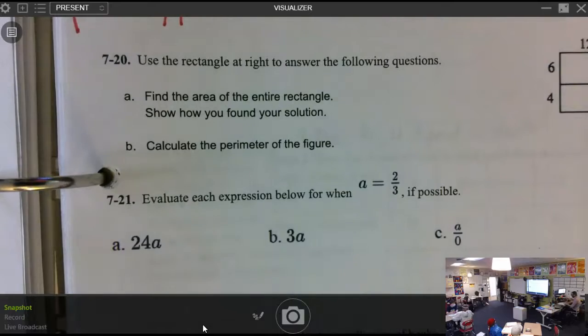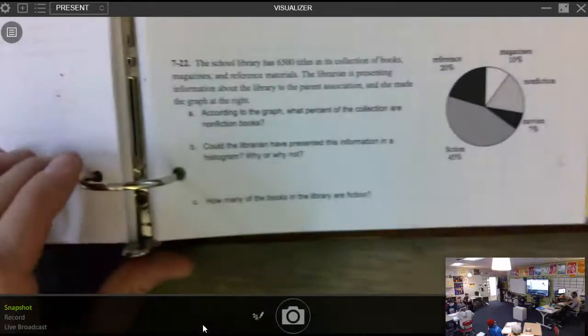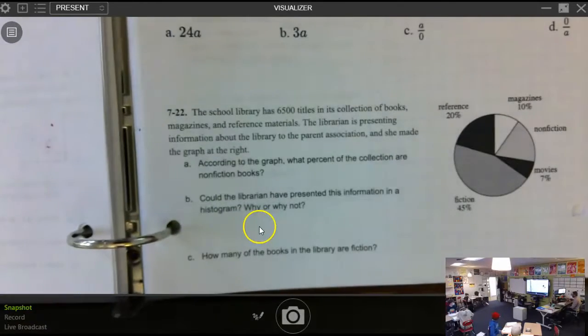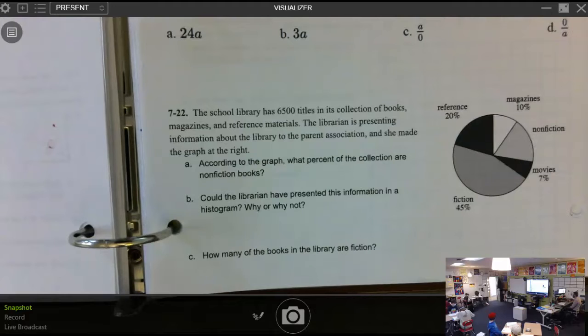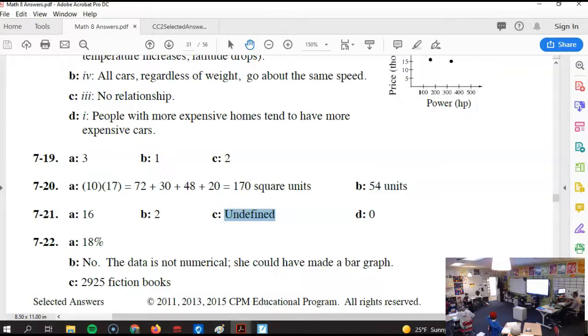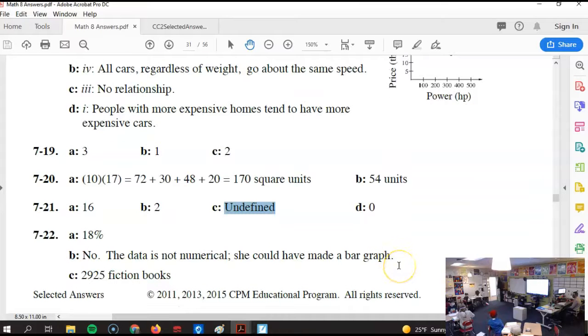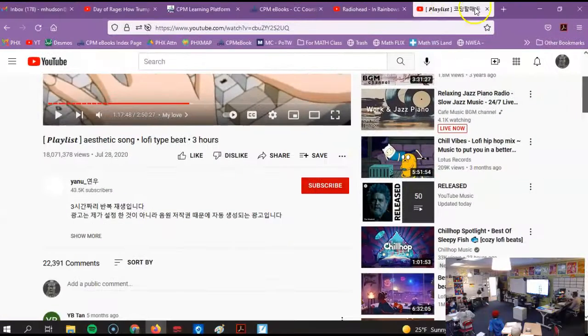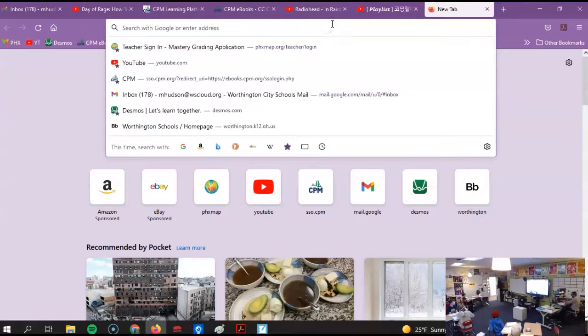Moving on, any questions on 22? Circle, graph. Colin. What is a histogram? What's a histogram? Man, if only there was a place I could go to and ask, what's a histogram?